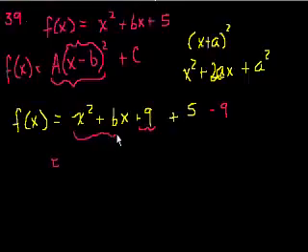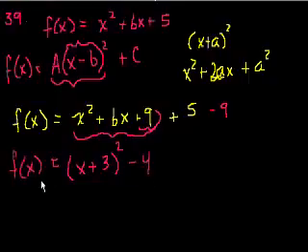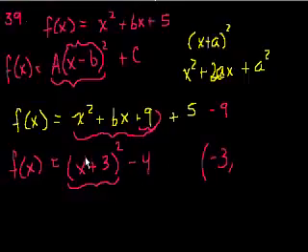So this part of it is equal to x plus 3 squared. And then this part, 5 minus 9, is minus 4. And there, we got it into the format that we needed. So when does this function achieve a minimum point? Well, it achieves a minimum point when this part is equal to 0, or when x is equal to minus 3. And when x is equal to minus 3, this is 0. So f of x is going to be equal to minus 4. So that's the vertex, and that's choice A.